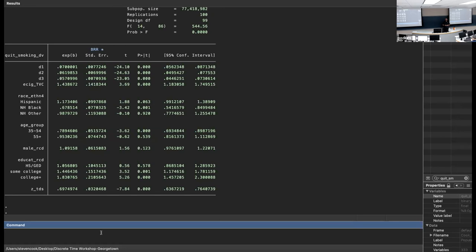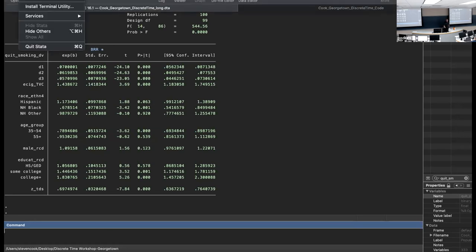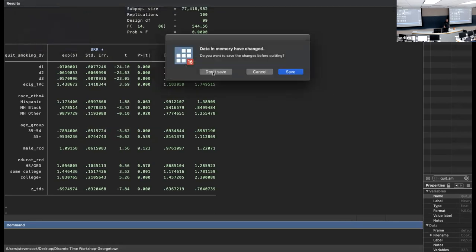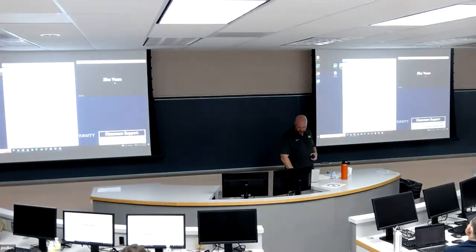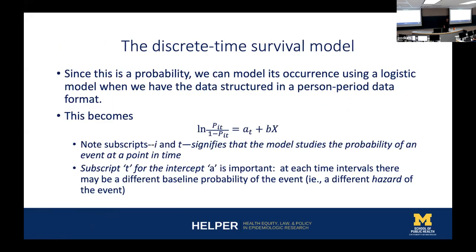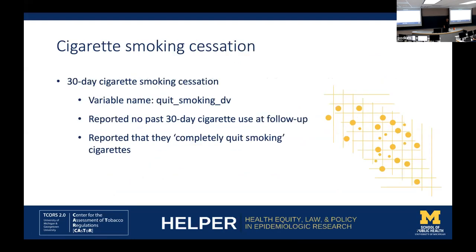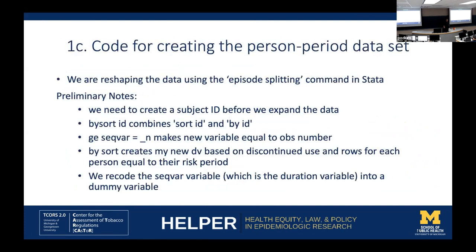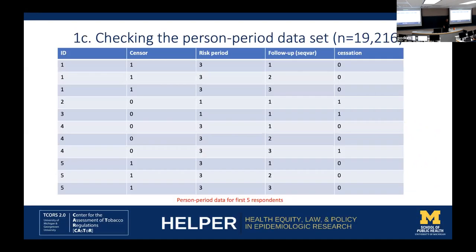Does that make sense? I do have one or two slides to go through at the end, just to talk about conceptually what we're doing. Maybe I'll just continue using this laptop. I'll close this. I won't save that. So this should show up. These are the same slides that you have access to. Again, that's what the person-period data set is going to look like, the number of observations.